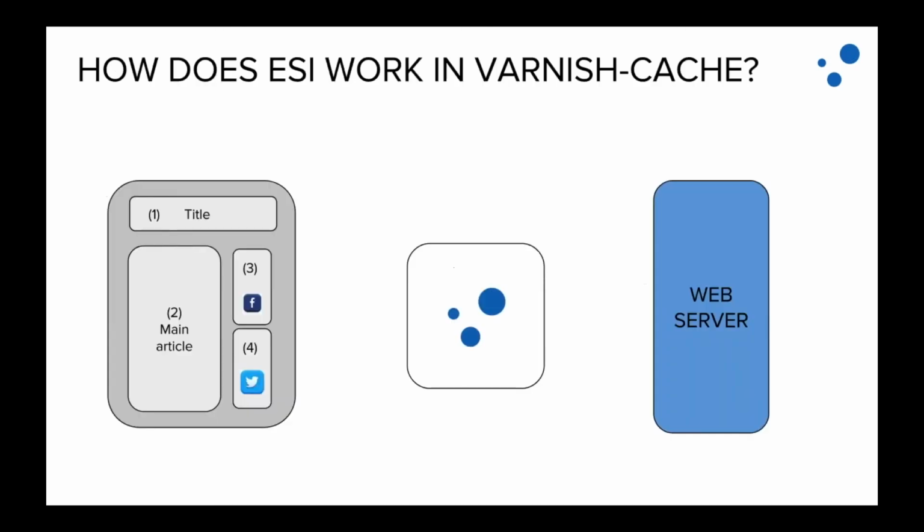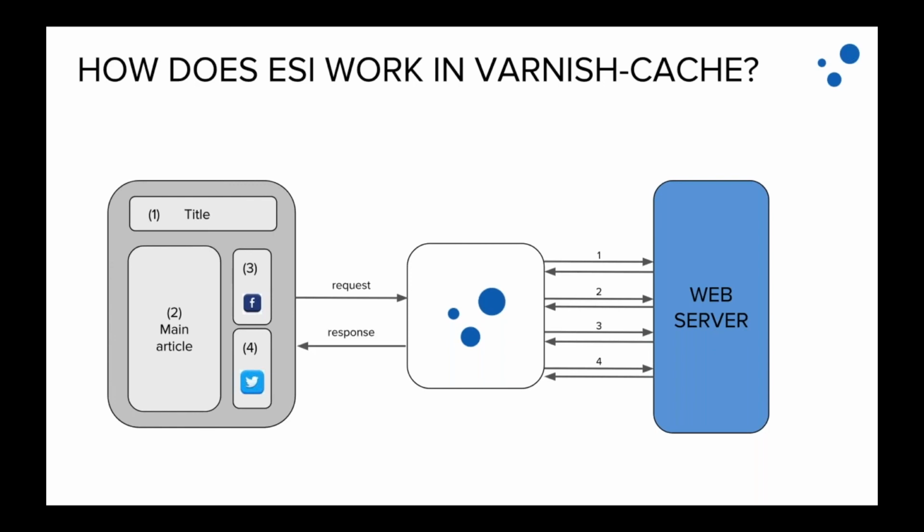But in the open source, if we have 4 ESI fragments in a single page, the browser will send a request, and Varnish will notice we have 4 ESI fragments, and it will trigger a backend request to fetch the first fragment. It will trigger another backend request to fetch the second fragment, a third backend request for the third fragment, and eventually the fourth backend request. Varnish will notice it managed to fetch each of the 4 fragments and send a response to the browser.